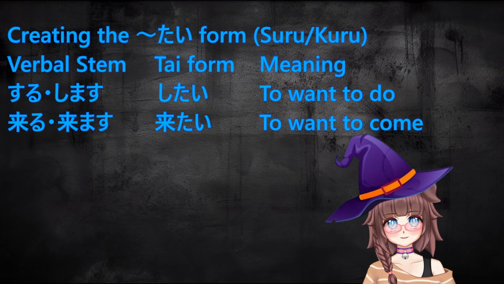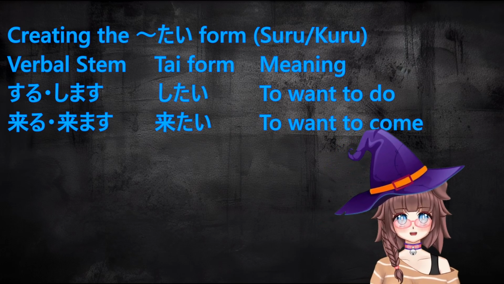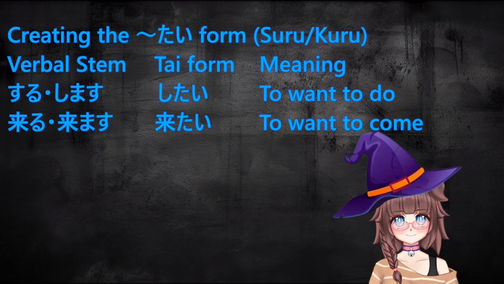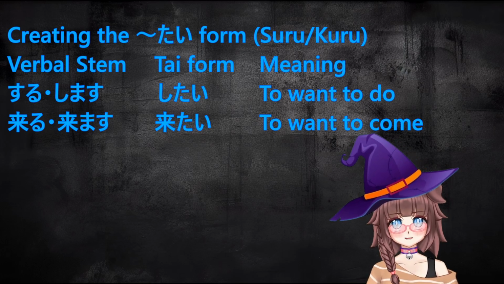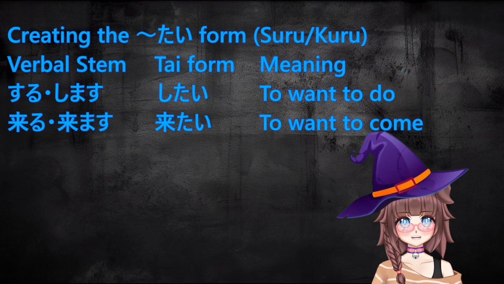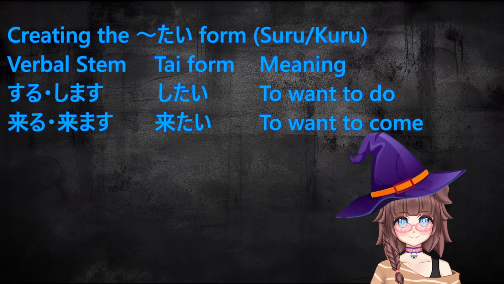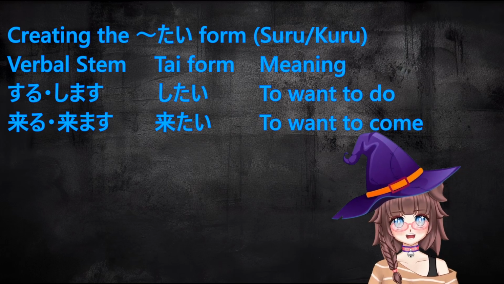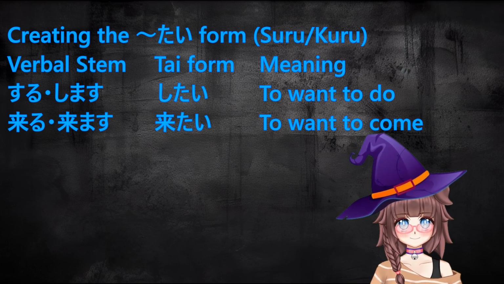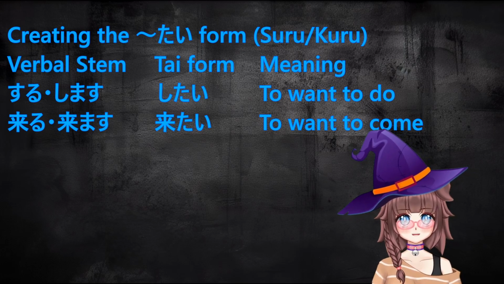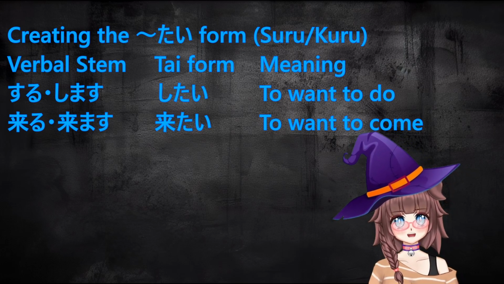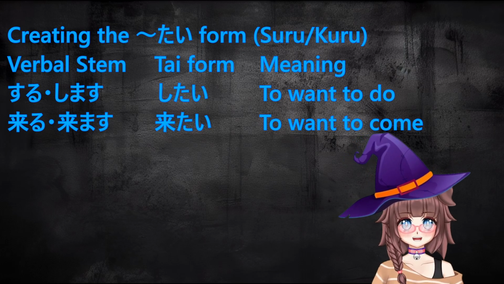This is another one of those cases where suru and kuru follow the same rules and are fairly easy to handle. Suru becomes shimasu, and then you can drop the masu and create shitai, which means to want to do. Kuru becomes kimasu, and then you can drop masu to create kitai in the tai form, to want to come. At this point, you're probably wondering why suru and kuru are even considered irregular verbs when they seem so well behaved.